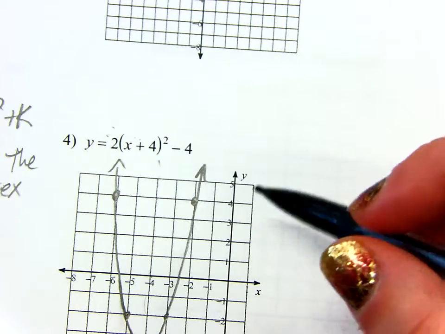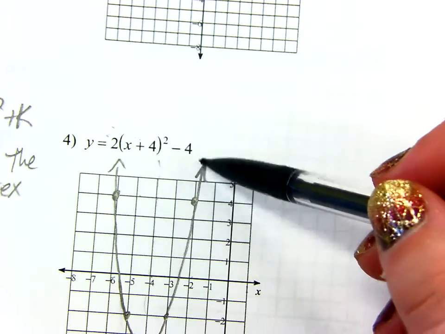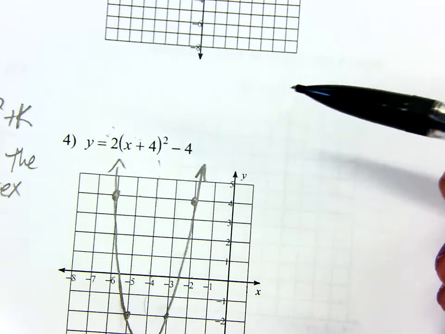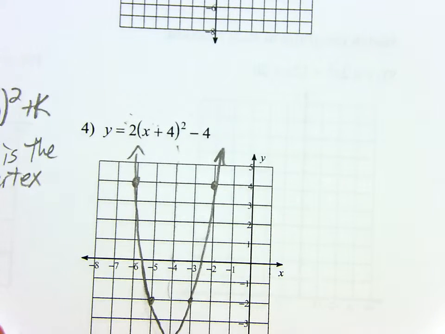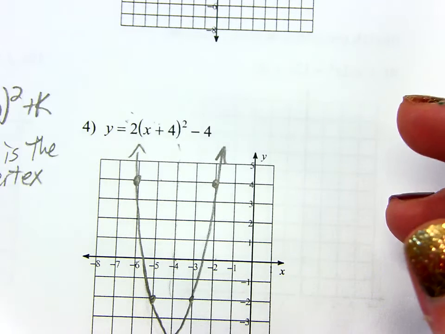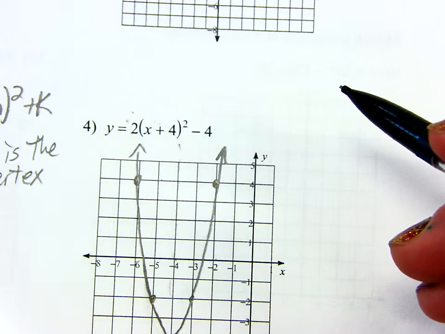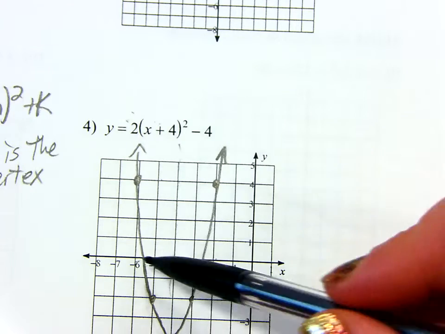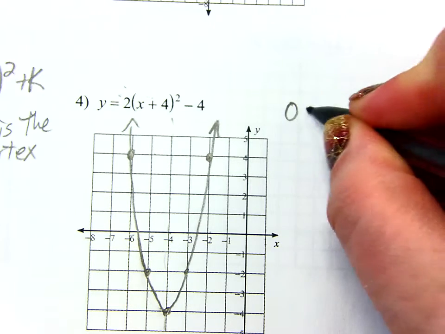You can, so that's an option. You could FOIL this out, multiply it by 2, combine with the -4, and then use one of your 4 options: solve by square rooting, quadratic formula, completing the square, or factoring if it does. However, there's a much easier way. So at the x-intercepts, y is 0, right? So I'm going to replace y with a 0.